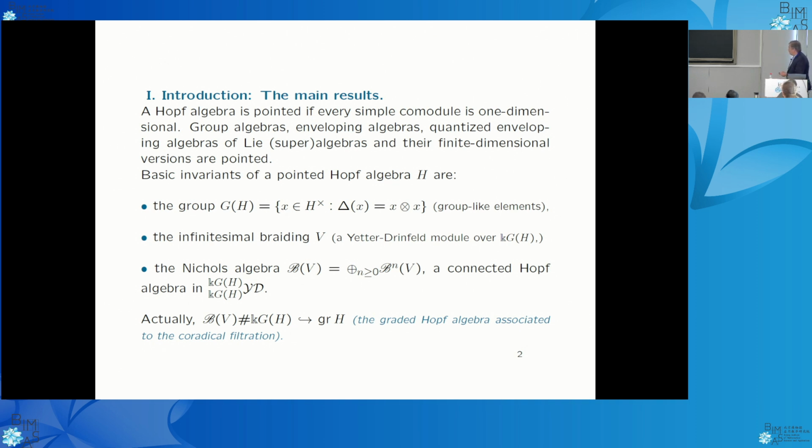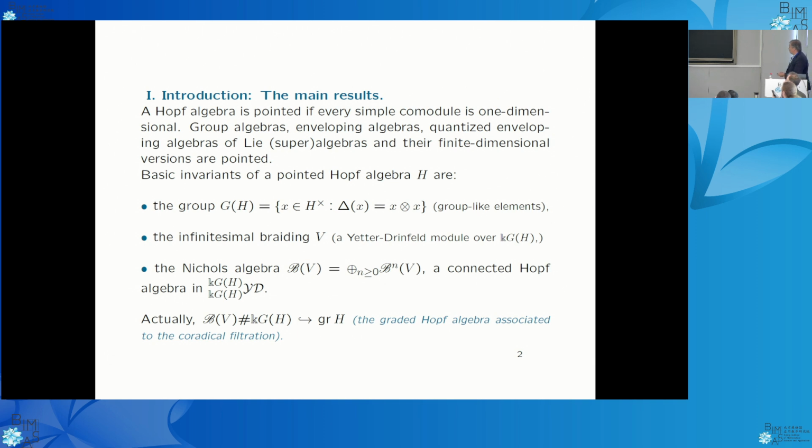The second one is the infinitesimal braiding, which I will not define. This is a Yetter-Drinfeld module over the group algebra of G of H. Yetter-Drinfeld module means a module over the Drinfeld double. I will explain this later. And the third invariant is constructed starting from the second one. It's called the Nichols algebra of the infinitesimal braiding. The Nichols algebra is a graded algebra which is connected, in the sense that in degree 0 you have only the field, and it has a structure of Hopf algebra in the category of Yetter-Drinfeld modules over the group algebra of G of H.